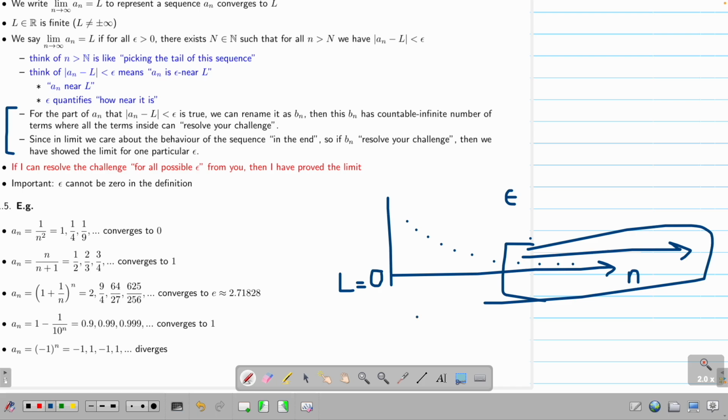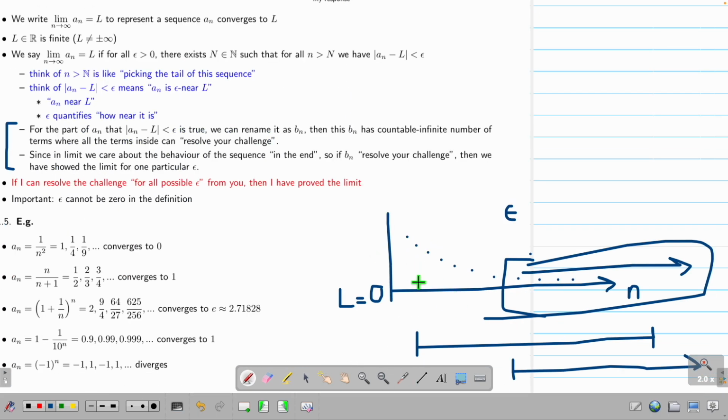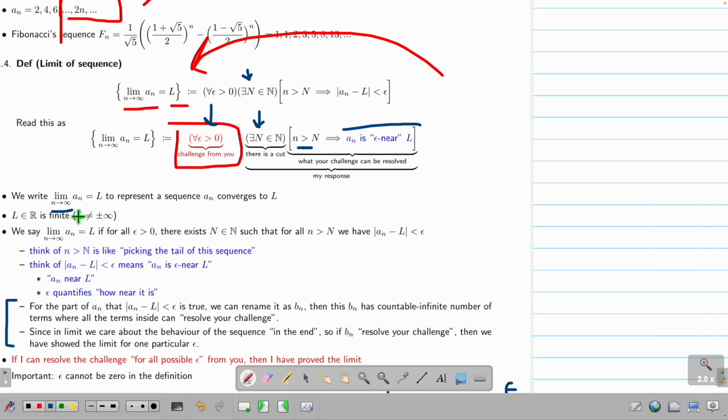That means I'm not talking about the whole sequence. I'm talking about part of the sequence. This part of the sequence is exactly this thing. What's this? I'm talking about all the n larger than big N. So it's possible at a1, the gap is bigger than what you mentioned. It doesn't matter. Why? Because limit only looks at the end. It does not care about the beginning. This is why you write this thing.